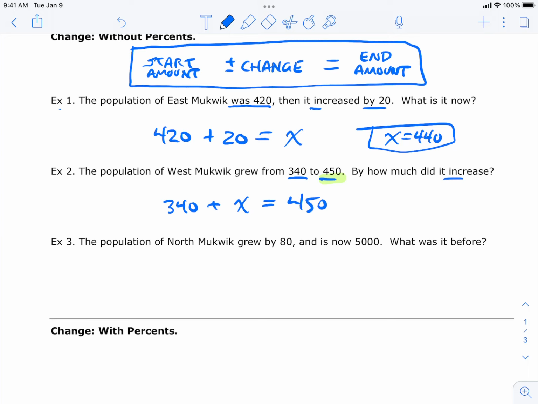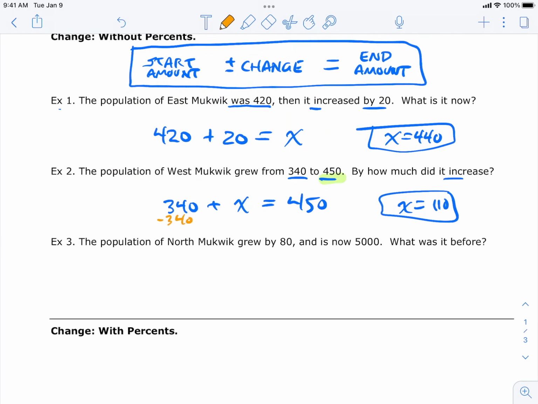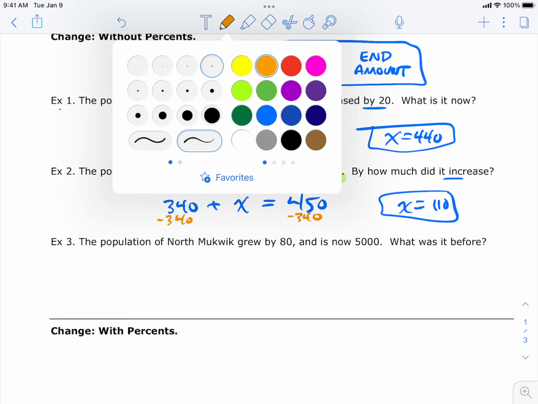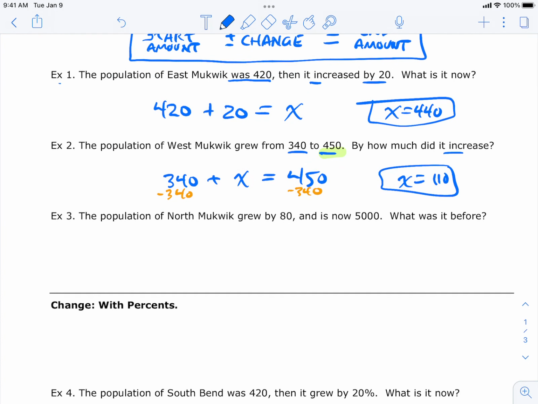So that would be the new amount, the ending amount, the 450. That's a nice equation, right? And then you know how to solve that one, right? You do the old subtract 340 on both sides trick, and of course you're going to get it went up by 110. Cool. So that's the second model example. And then here's another one that we can have. And this one's the one that tricks people usually, so let's be careful.